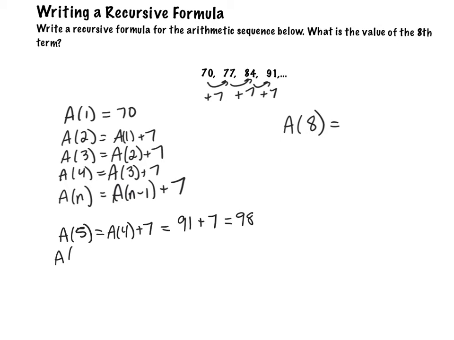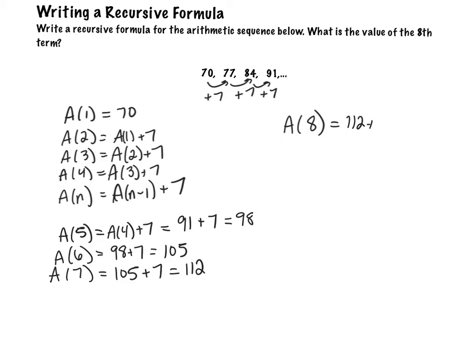And I need to keep doing that. So A6, we know, is going to be 98 plus 7, so you get 105. A7 would be 105 plus 7, so I would get 112. And then I know A sub 8 is 112 plus 7. So it means the 8th term is going to be 119.